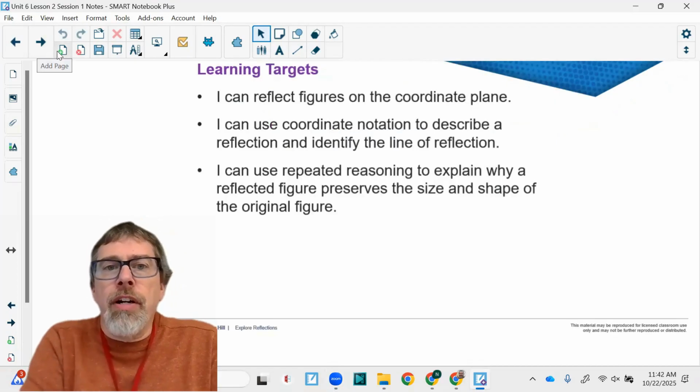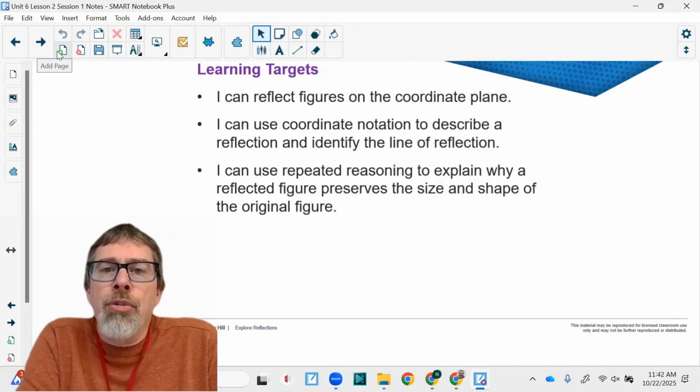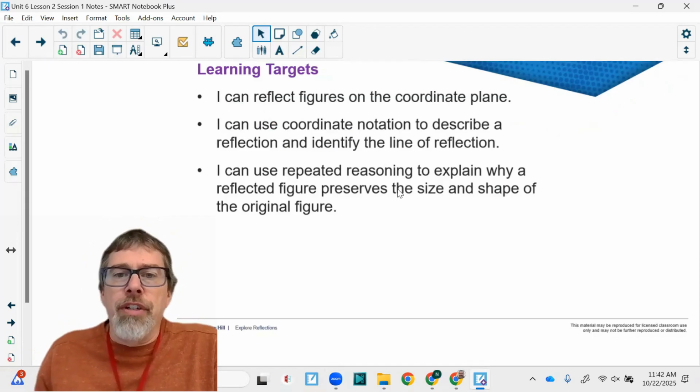Okay, so learning targets. I can reflect figures on the coordinate plane. I can use coordinate notation to describe a reflection and identify the line of reflection. I can use repeated reasoning to explain why a reflected figure preserves the size and shape of the original.